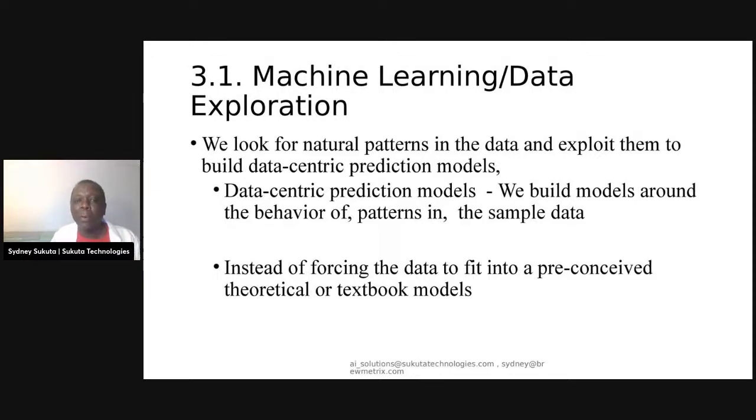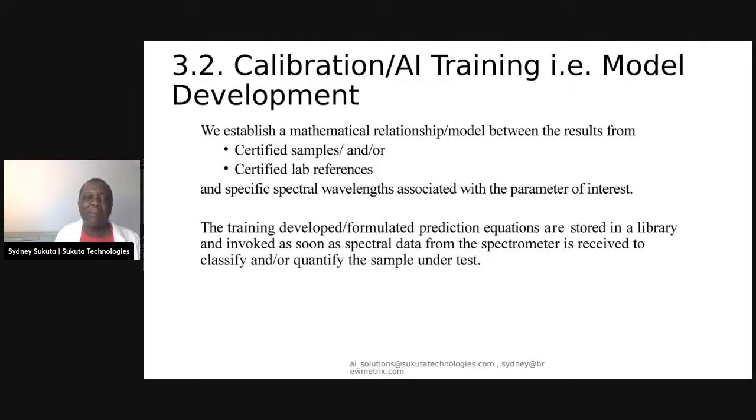And those textbook models may not match the reality we're dealing with. So what we build is data-centered models. We don't fight the data or say, according to this theory, it should be that. Rather, we do something that works for the data. So you build a theory customized or tailored to that particular sample, or samples.